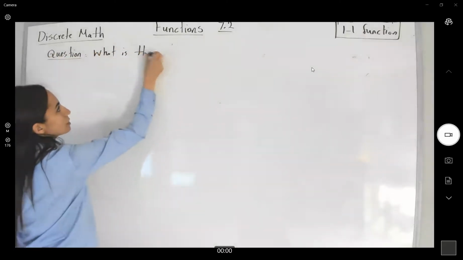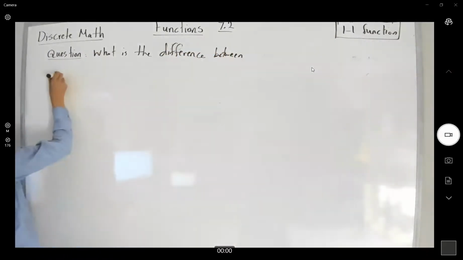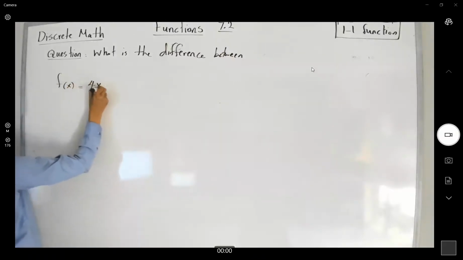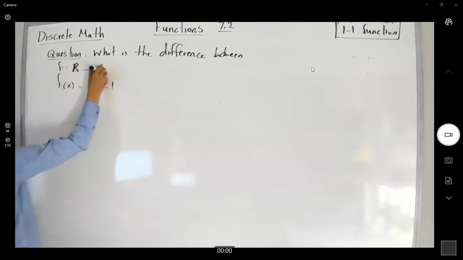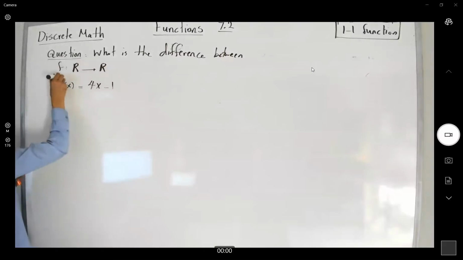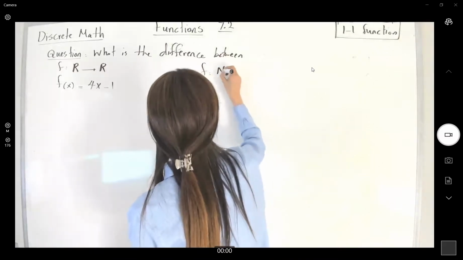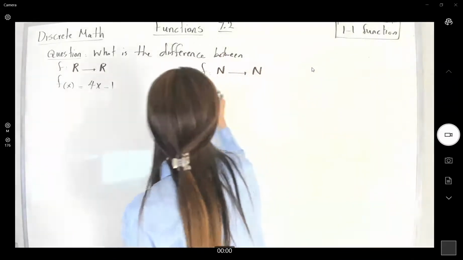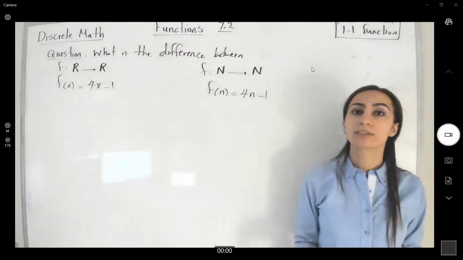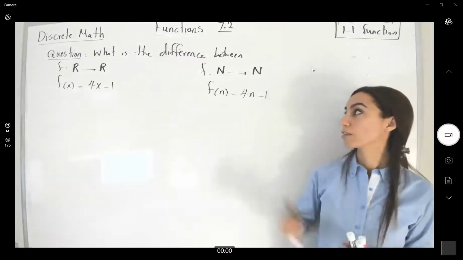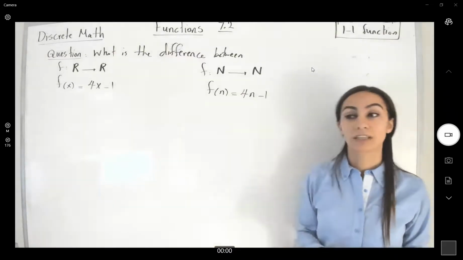What is the difference between these two functions? The first function says f of x equals 4x minus 1, and function f takes R and maps it to R, and it has a nice definition, f of x is equal to 4x minus 1. The second function f takes N to N, and f of n is defined as 4n minus 1. Other than the fact that one of them has a discrete graph and the other has a continuous graph, what other differences do you see between these two functions?